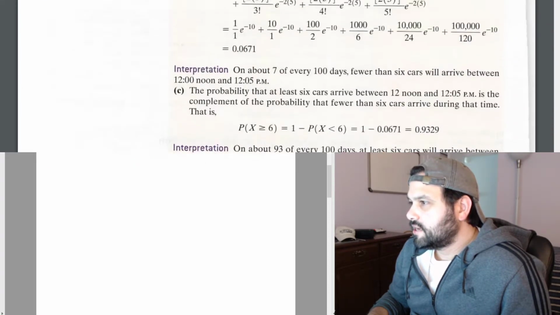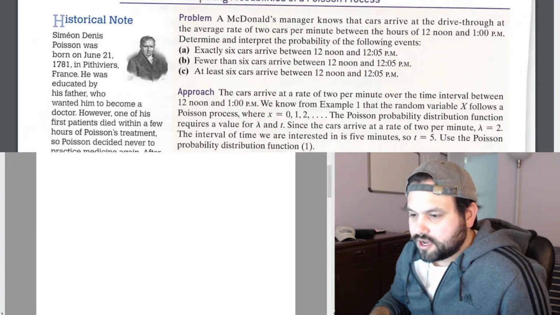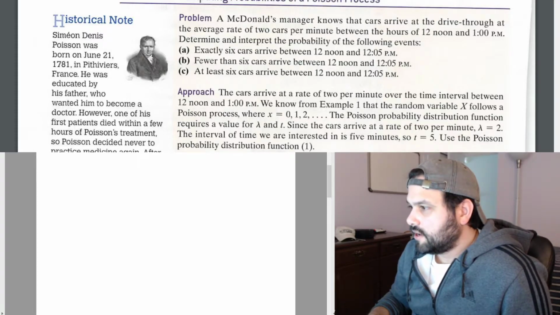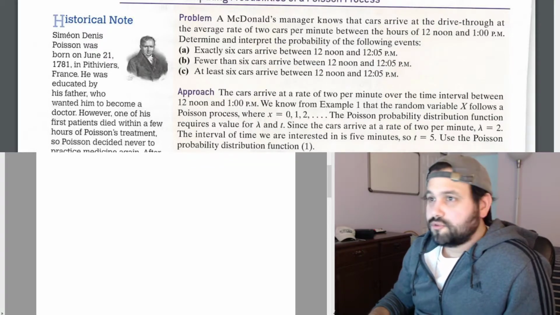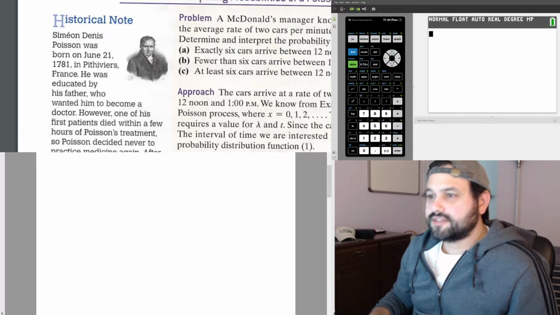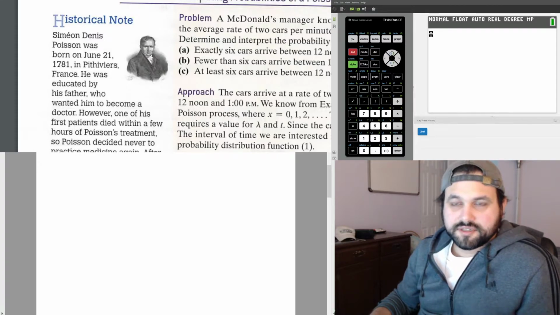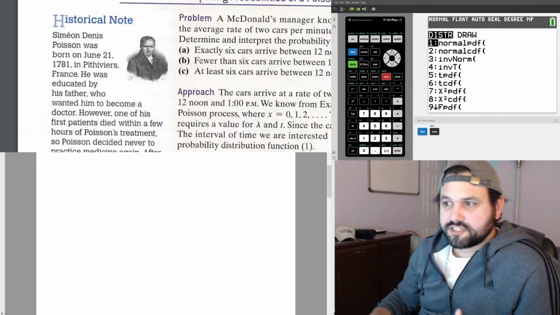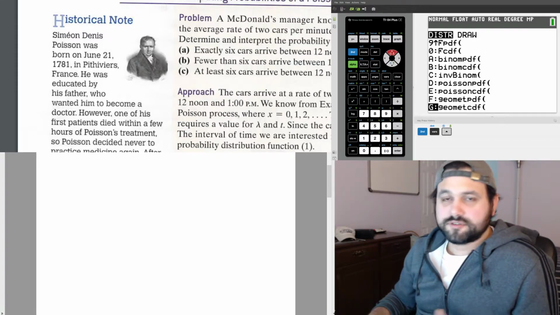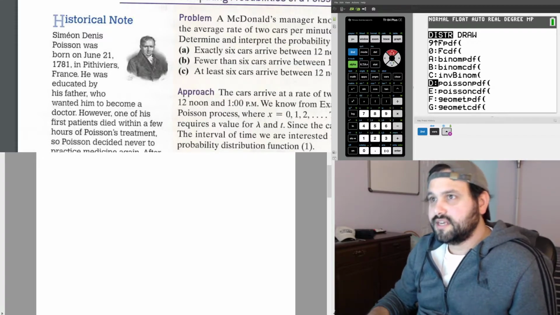Now for the Poisson distribution, let's go ahead and bring up the calculator, and I'll bring it up so that you guys can see it too. There it is. If we go to second vars, to the distributions, here are all the distributions that we've been using before. I'm going to go up because it's close to the very bottom, and here's Poisson PDF and Poisson CDF.